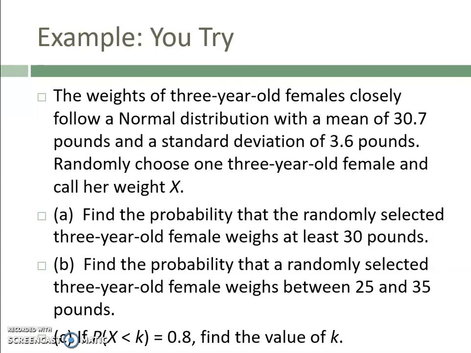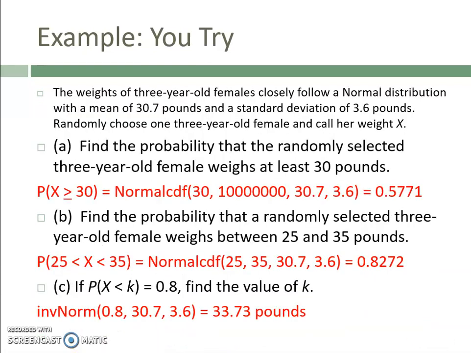We want to find probabilities that they're at least 30 pounds, between 25 and 35, and then we want to find the weight that gives you an 80% chance of being less than that value. So we're doing normal CDF for the first two. But for that last one, it's a little bit different. This is when we would use inverse norm. So you want to find the random variable that corresponds to 80%, or the 80th percentile, if you will. So that's when you use inverse norm. Again, make sure you label each of your outcomes if you're using this calculator speak.